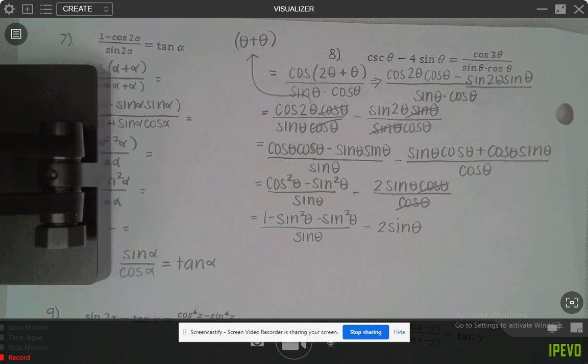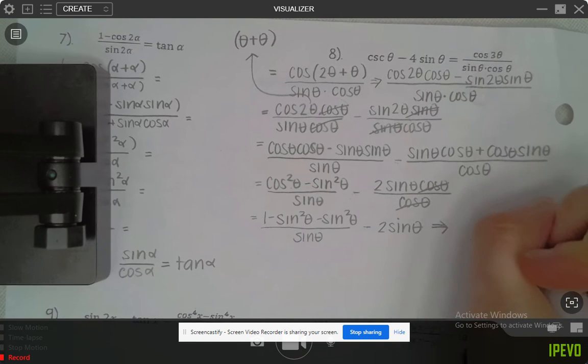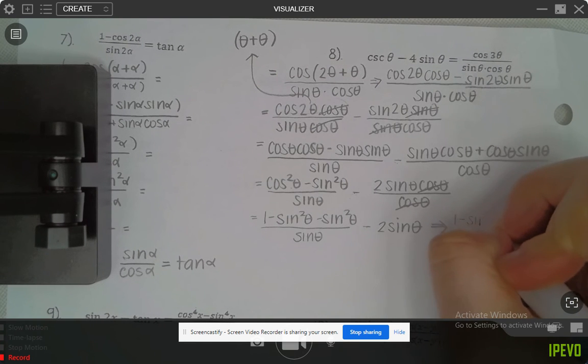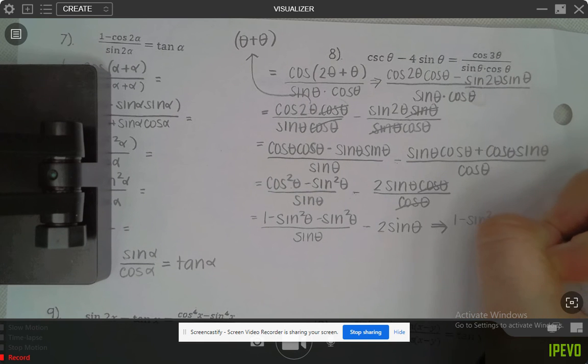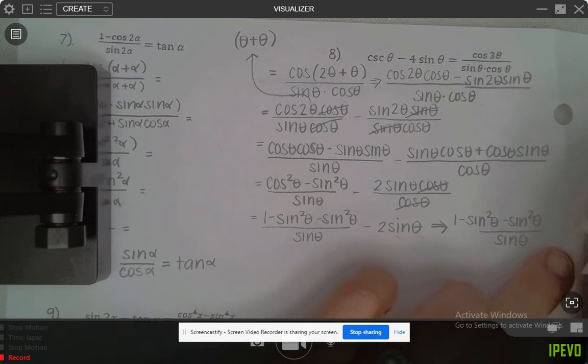You're like so close. What do you have to do right now? Can't combine them yet. We have to do something before we combine them. You have to get a common denominator, right? My common denominator is going to be what? Sine. So I'm going to have 1 minus sine squared minus sine squared. Now, what do I have to multiply this 2 sine of theta by? Sine of theta, right? So minus 2 sine squared.